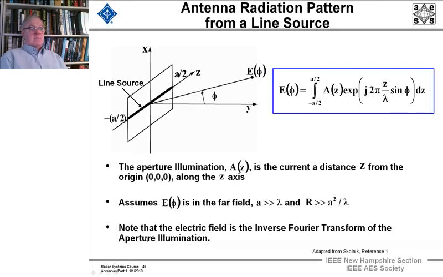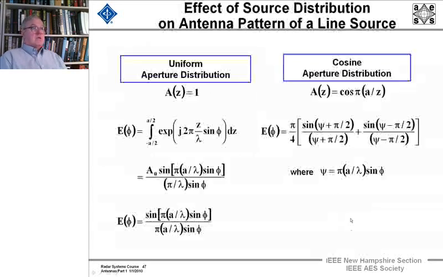Isn't that nice about the aperture illumination? If you know the aperture illumination, you can just take the Fourier transform of it, and boom, you've got the E field in the far field. And that far field approximation is that a, the size of the distribution of the current, is much, much greater than lambda, and the distance that you're tracking antennas, 10, 20 miles or whatever, 100 miles, is much, much greater than a squared over lambda, which is true in just about most cases.